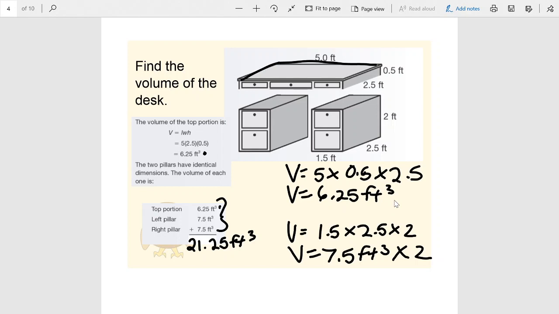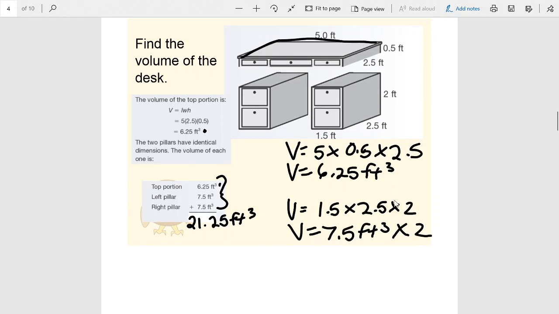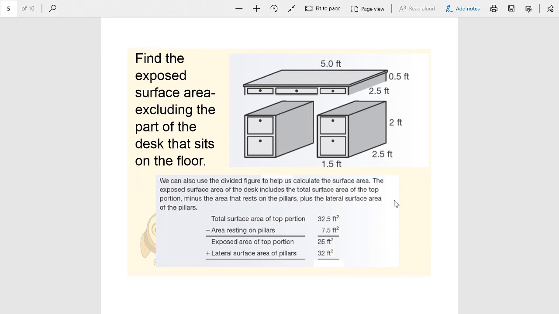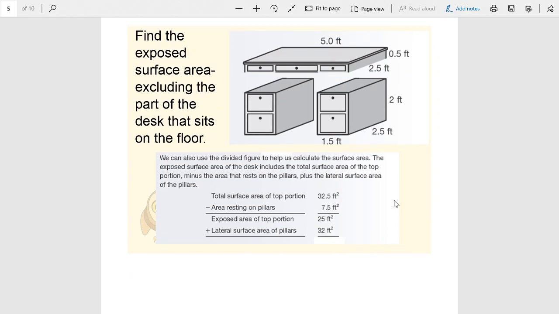Easy here. Just split it up into different pieces. If it's a rectangular prism, go back to your normal length times width times height. If it's any other shape, remember we have our formula, area of the base times the height. Now, a little bit more difficult, not by much, but just more to keep track of, is surface area. And it says, find the exposed surface area, excluding the part of the desk that sits on the floor.